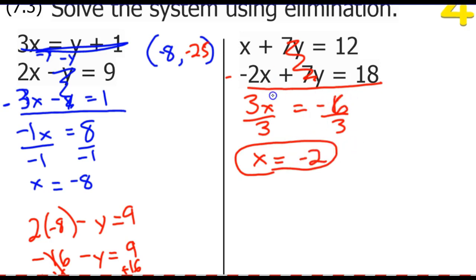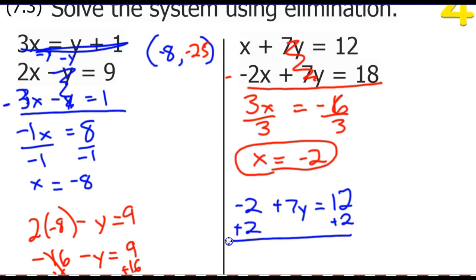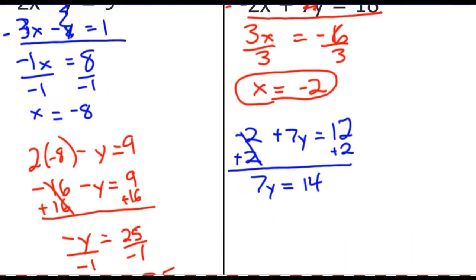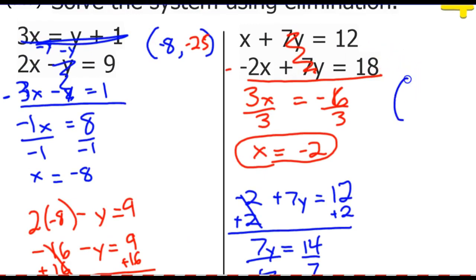So what we're going to do then is take our negative 2 and plug it back into our equation. I'll plug it into the first one, so we get negative 2 plus 7y equals 12. We're going to add 2, and we get 7y equals 14. Divide by 7. y equals 2. So our solution then would be negative 2, 2. x is negative 2, y was 2.